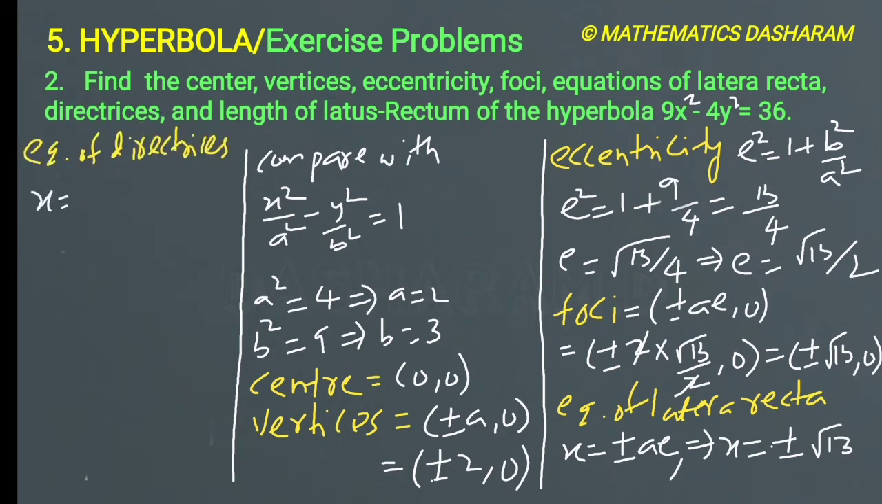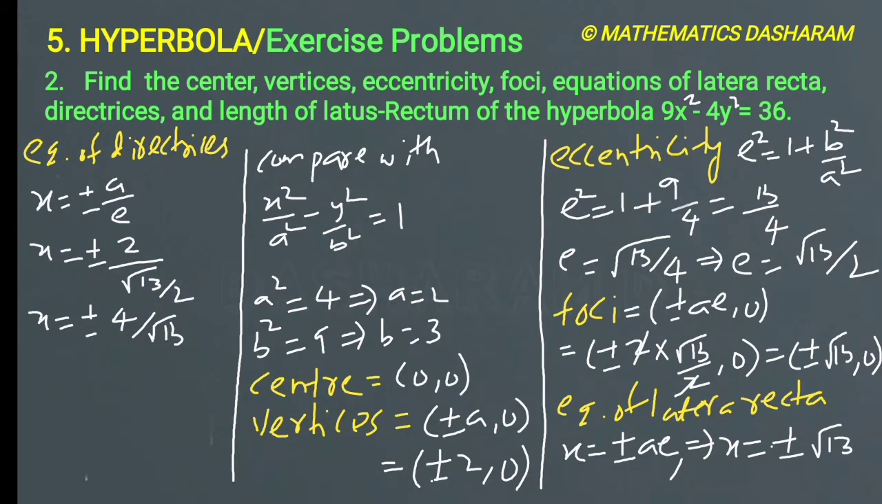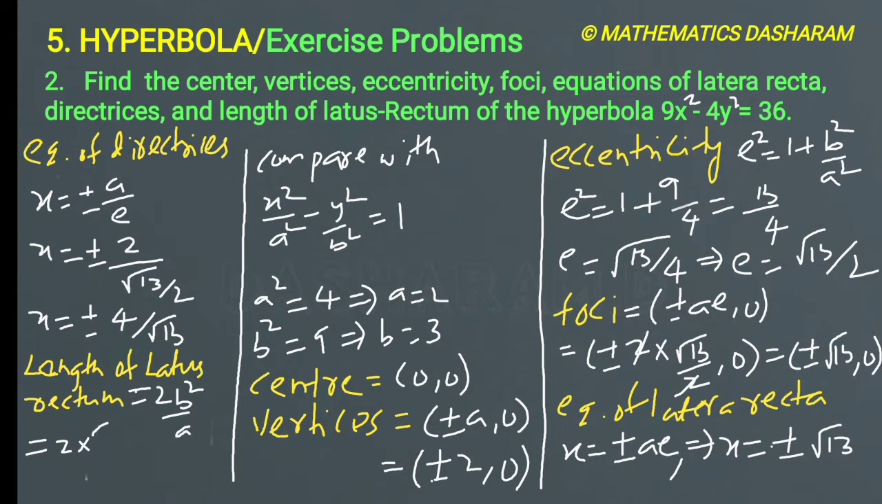Next one is directrices: x equals ±a/e. So x equals ±, the a value is 2, divided by the e value root 13 divided by 2. Then x equals ±, 2 2s are 4, by root 13. Next, the length of a latus rectum. The formula is 2b² divided by a. So it equals 2 times the b² value 9 divided by the a value 2. Here the 2s cancel, so it equals 9.